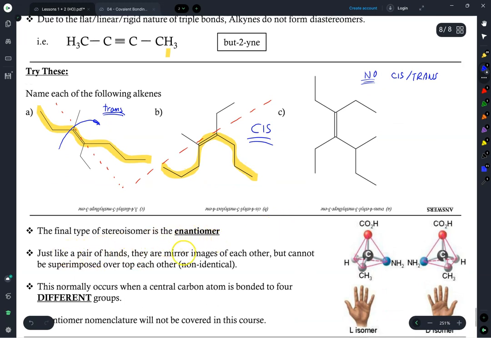All right, now the final type of stereoisomer is the enantiomer. Just like a pair of hands, they are mirror images of each other. So although they look the same, you can't actually overlap them. Since you can't overlap them, you need a way to differentiate between this version of the enantiomer and this version of the enantiomer. And so they use the letters L and D to differentiate between the two. But again, this is not in our curriculum. I just wanted to introduce this one to you.